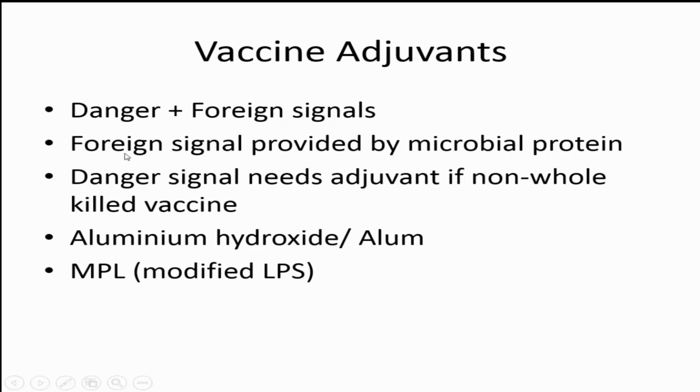So for the vaccine to give a danger signal, it needs an adjuvant, an additive that helps to tell the immune system that this is ready. And most of the time what we use is purified alum or modified LPS.